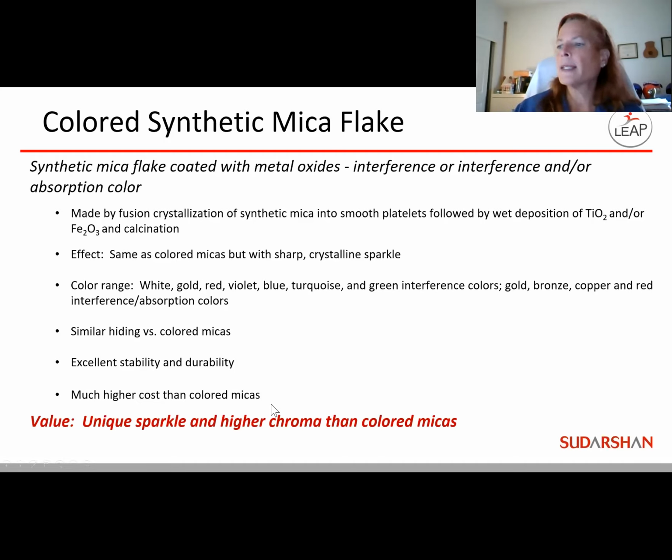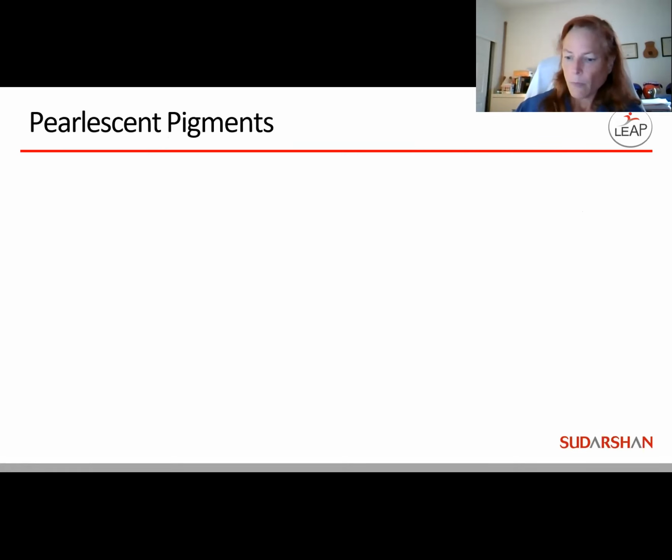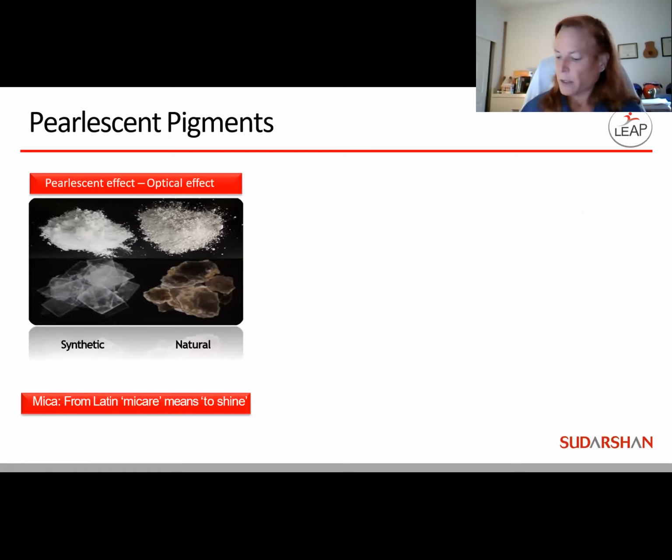And their value is in its higher chroma and unique higher sparkle over a natural mica base. The pearlescent pigments, of course, we just talked about the two different classes of substrates being synthetic or natural. The natural micas, of course, are mined out of the ground. Natural micas are found all over the globe. 60% of the natural micas are mined in India.